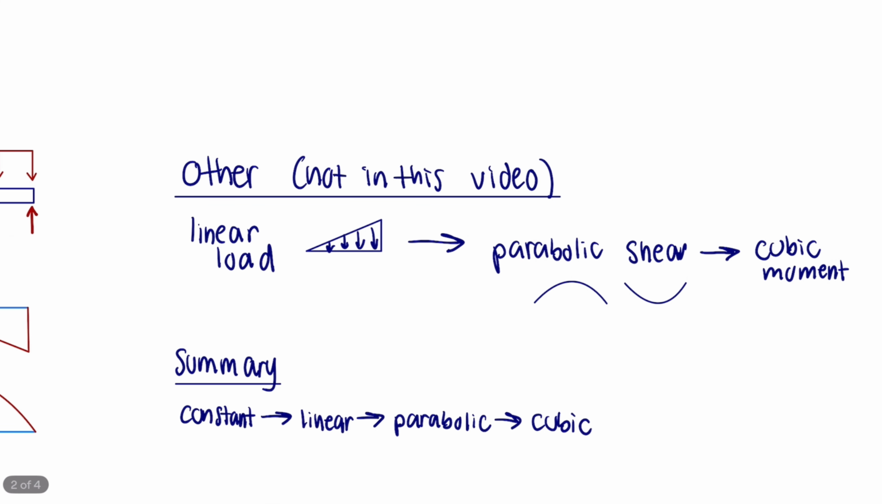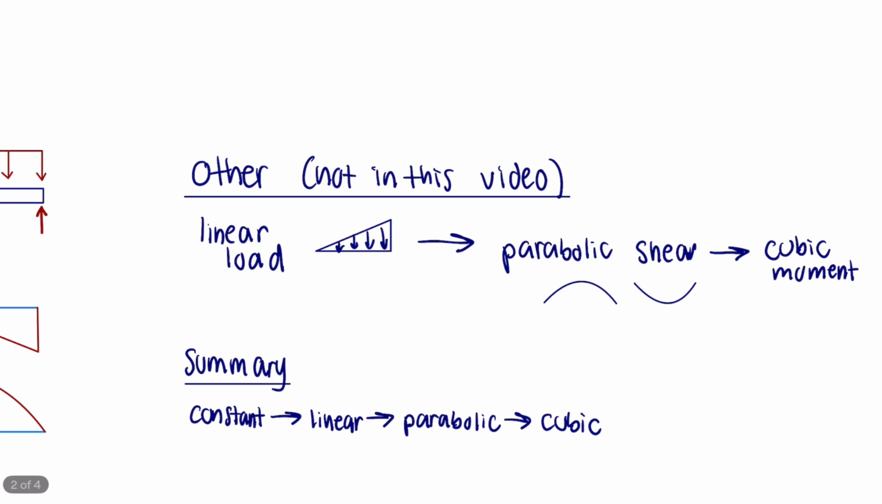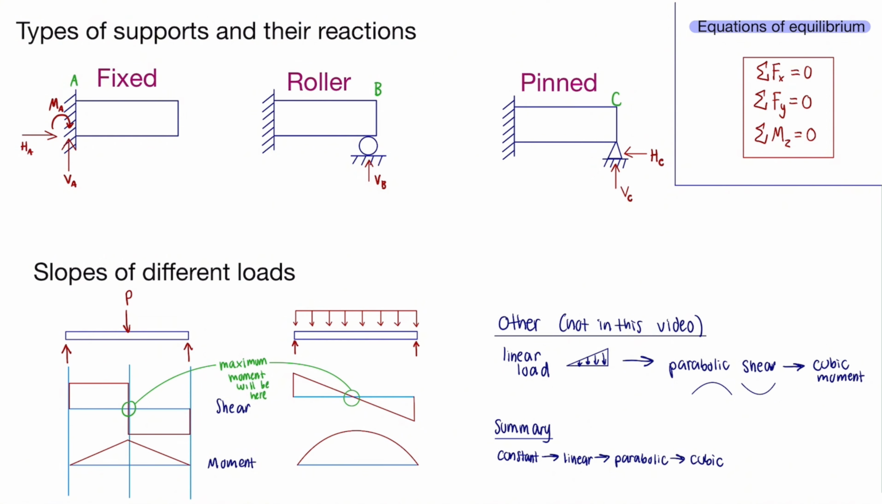For the other ones that are not going to be shown in this video, if there is a linear load like this here, then the shear diagram will be parabolic and the moment will be cubic. So in summary, we go from constant to linear to parabolic and to cubic. Then we will move on to the first example.